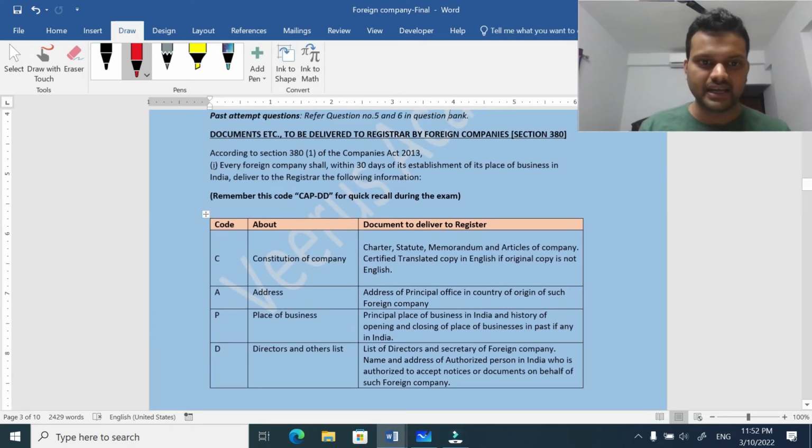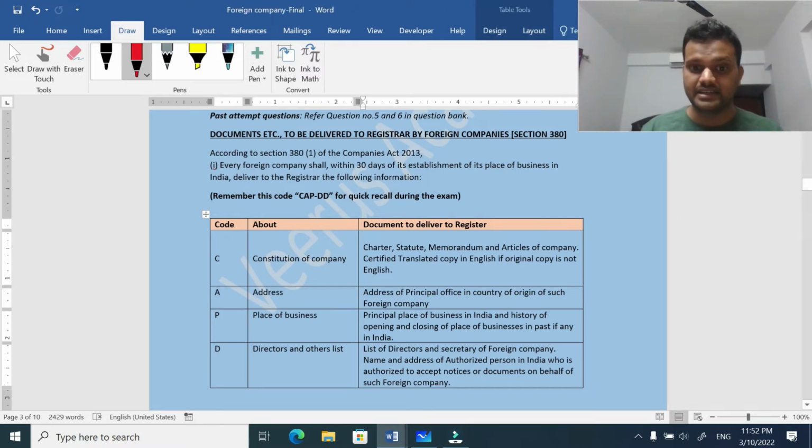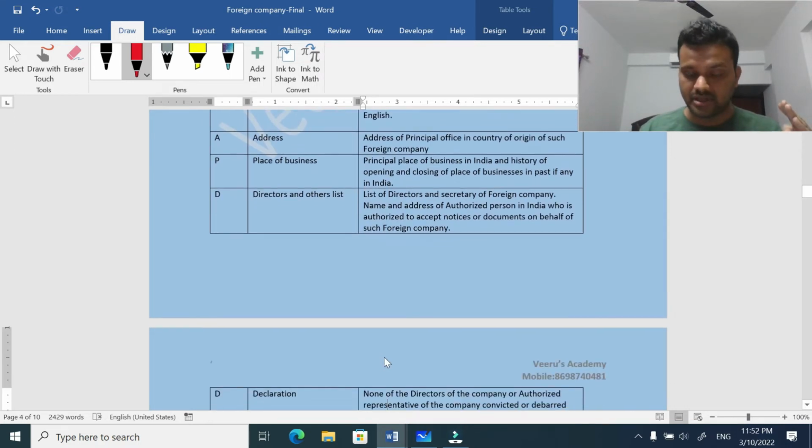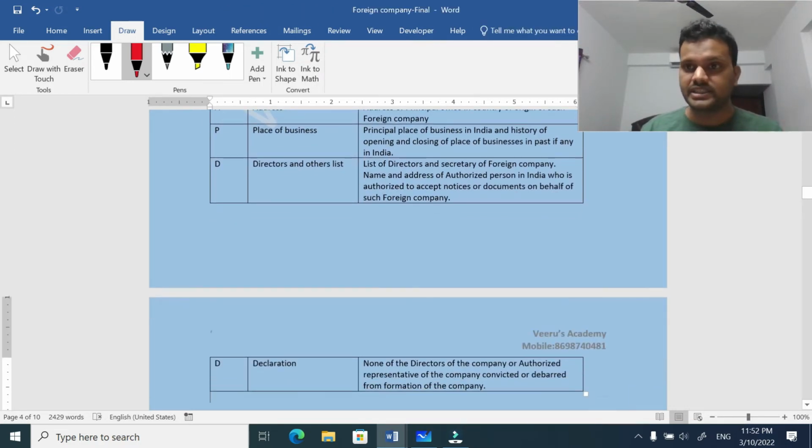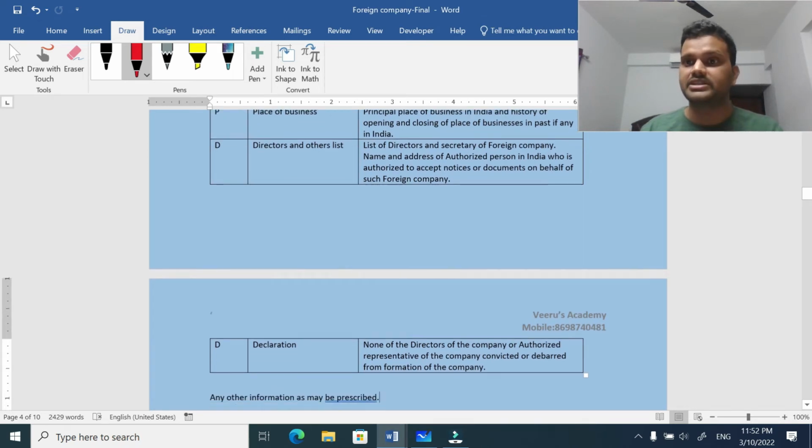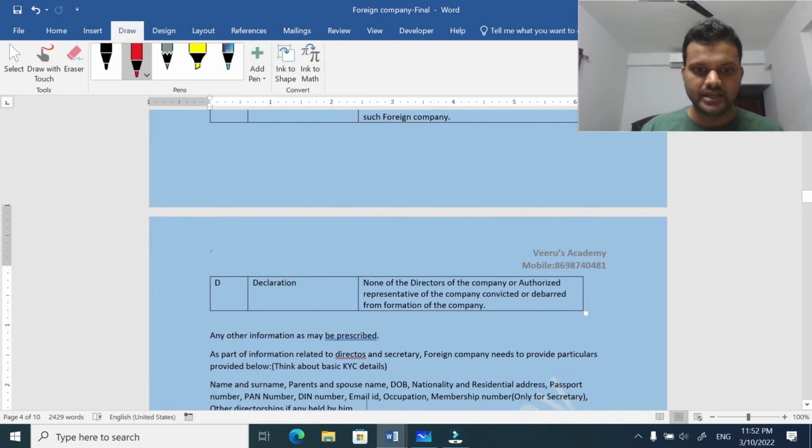How to remember this? I created a code for this. CAP DD. CAP means hat we use. DD means demand draft. CAP DD. This is simple to recollect during the exam. C means constitution of the company. A means address of the foreign company in the country of incorporation. P means place of business. D means directors and secretary and authorized person list. And last D, declaration of the directors of the company. CAP DD. Just try to remember this CAP DD. Practice this CAP DD code. Any other information as may be prescribed.